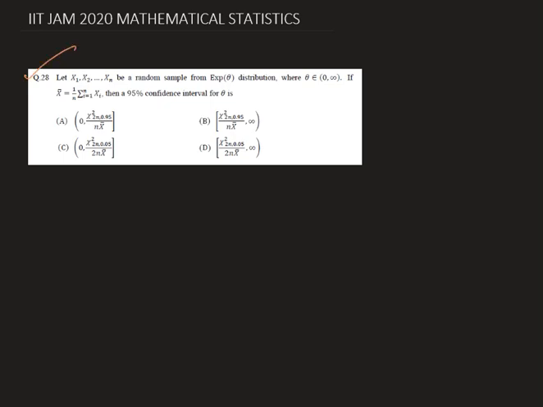Let x1, x2, ..., xn be a random sample from an exponential distribution with parameter theta, where theta belongs to 0 to infinity. Now, if x bar is equal to 1 by n sum over xi, then a 95% confidence interval for theta is what?